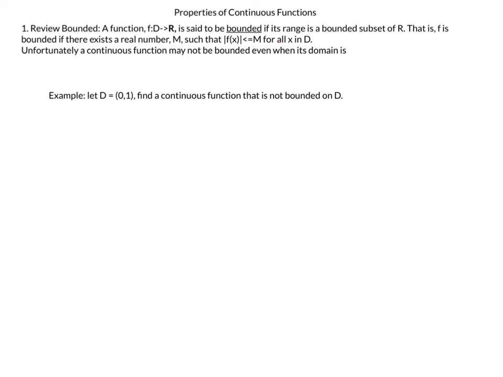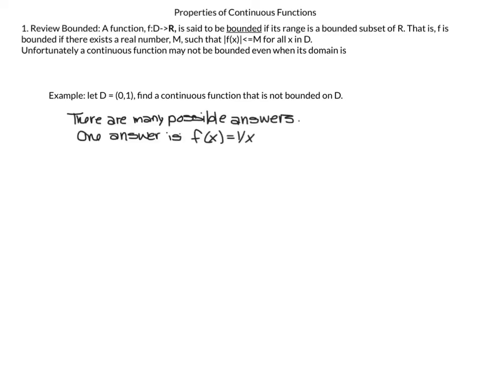Unfortunately, a continuous function may not be bounded even when its domain is bounded. And this is our example. So D, our domain, is the interval between 0 and 1, which of course is definitely bounded below by 0 and bounded above by 1. We want to find a continuous function that is not bounded on D. There are many possible answers, but the one that immediately comes to my mind is f of x is equal to 1 over x.